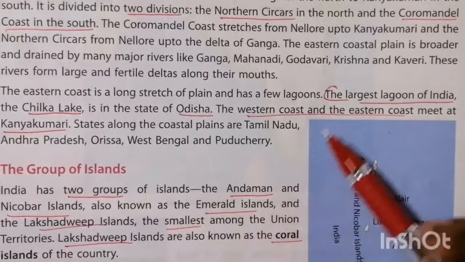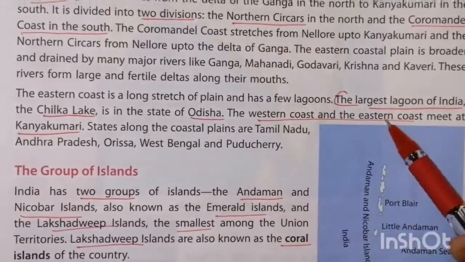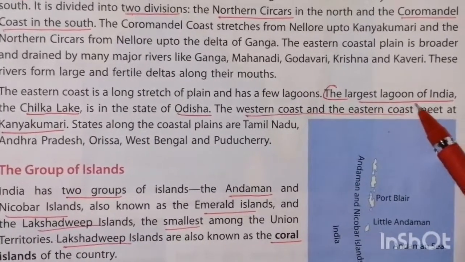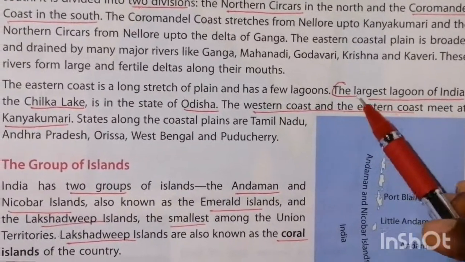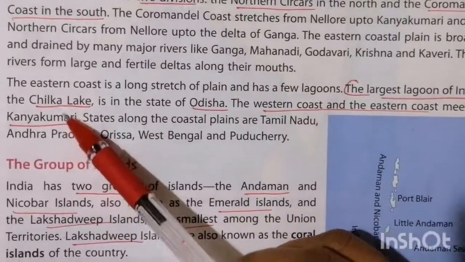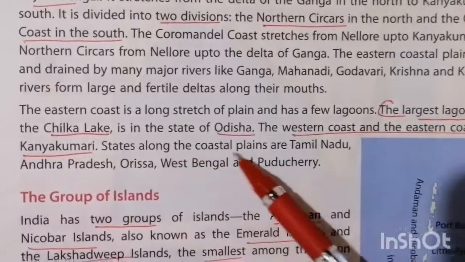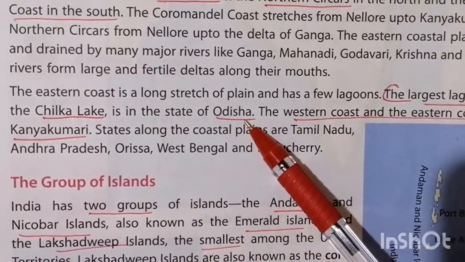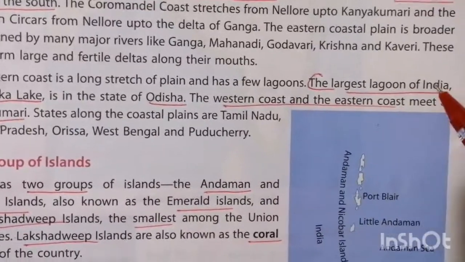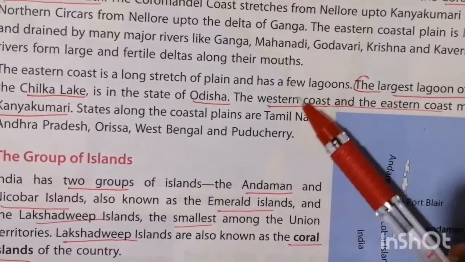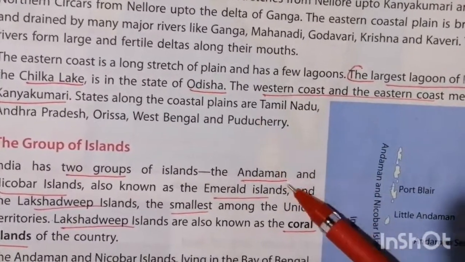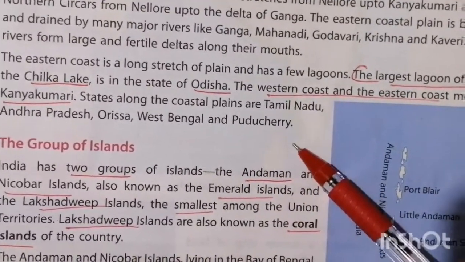Okay, so these rivers also form lagoons. And one important question is the largest lagoon of India. Okay, the largest lagoon of India is the Chilka Lake. Which lake it is? Chilka Lake. It is located in Odisha. It is the largest lagoon of India. Okay, and another thing is the western coast and eastern coast both meet at a point, and that is Kanyakumari.